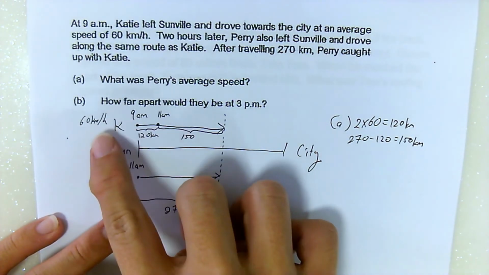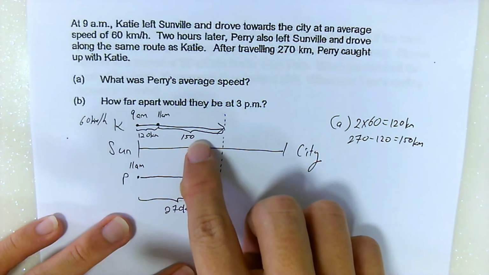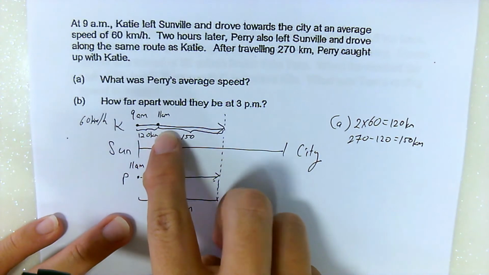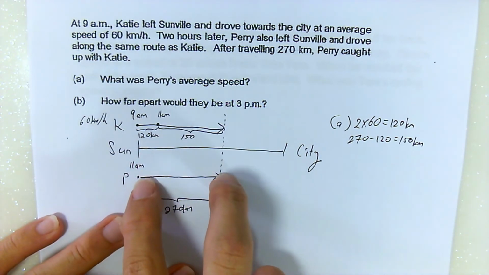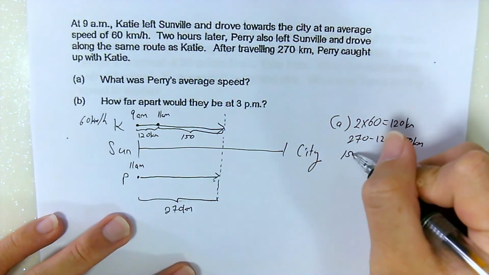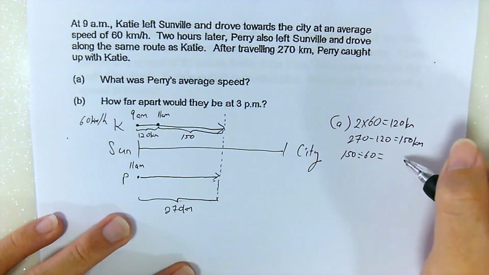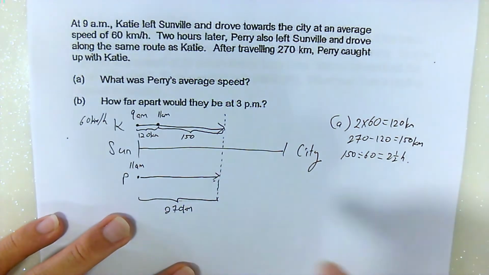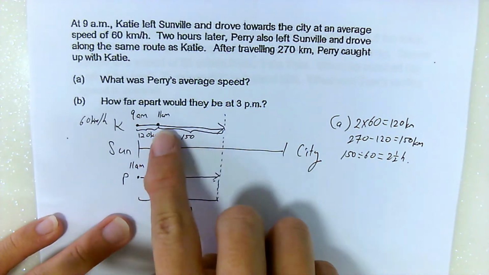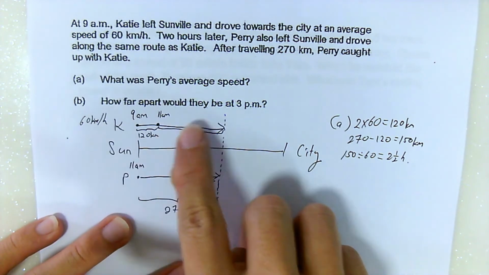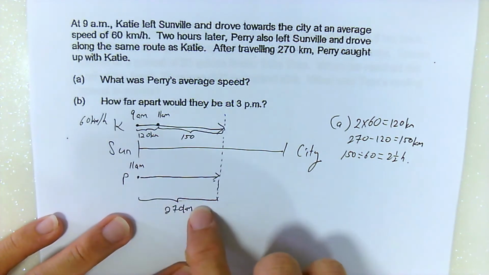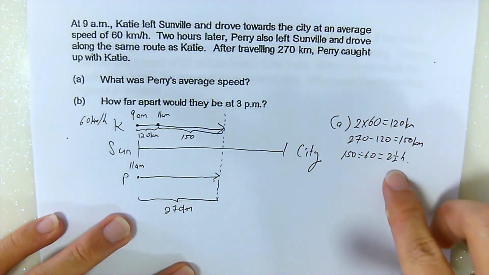So we take this 150 km and divide it by the speed of Katie to find out how long she took to travel this 150 km. Because how long she took to travel this 150 km starting from 11 a.m. is exactly how long Perry had to take to travel 270 km from 11 a.m. So the next step, we take 150 km divided by 60, and we realize that this answer is 2.5 hours. So from here to here, it's actually 2.5 hours. Katie traveled 2.5 hours at 60 km/h to travel 150 km, while simultaneously from 11 a.m., Perry had to travel 270 km, and for 2.5 hours.